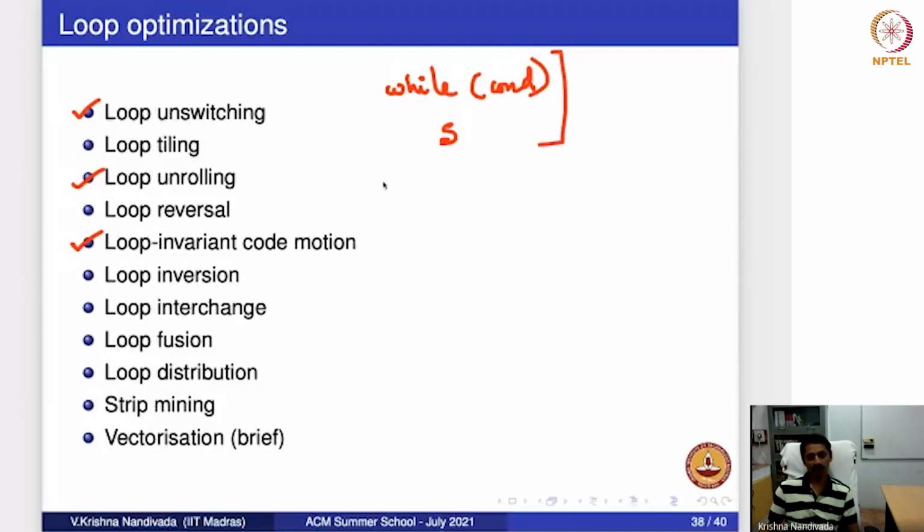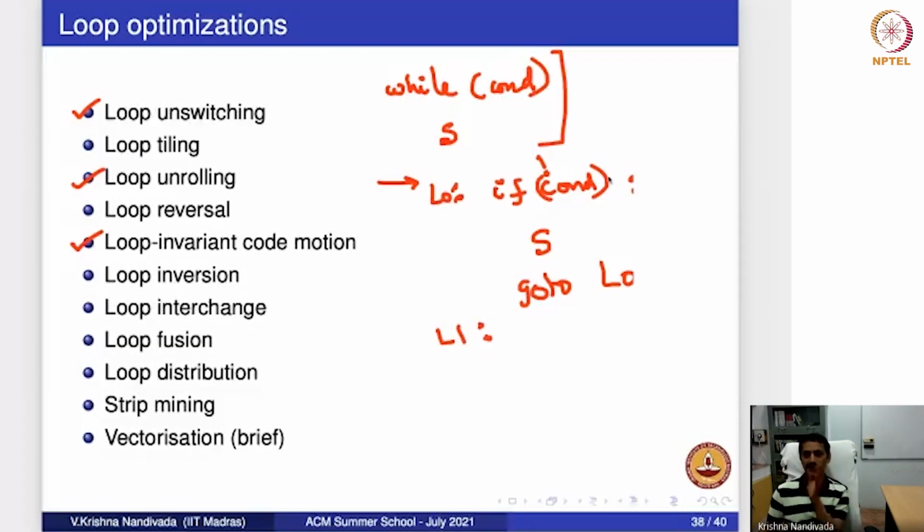When we generate code for this, how does it look like? It checks if condition, go to L1, or rather if not condition go to L1, S, go to L0, this is L1. Correct? Is everyone clear that this while loop gets translated to a code like this? Any questions?